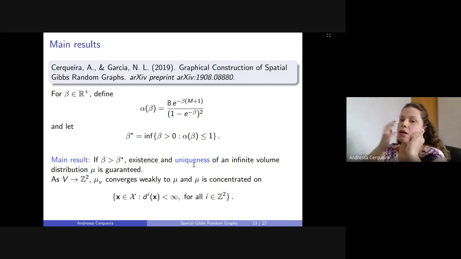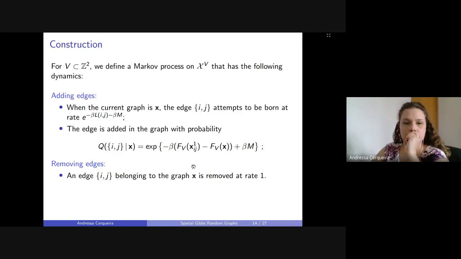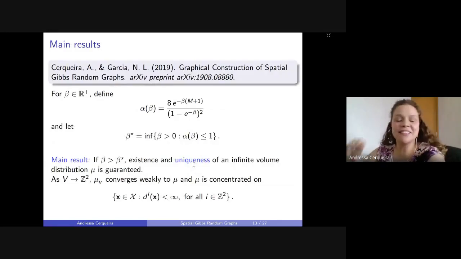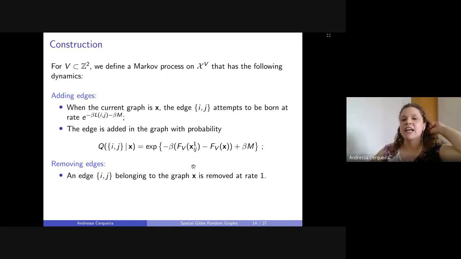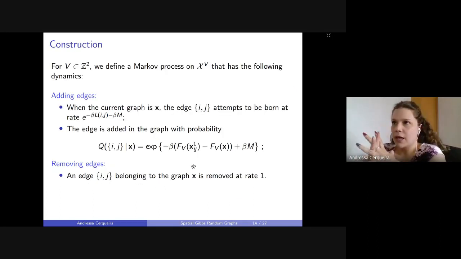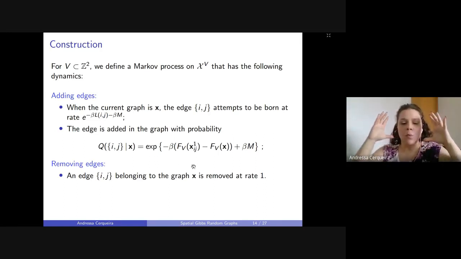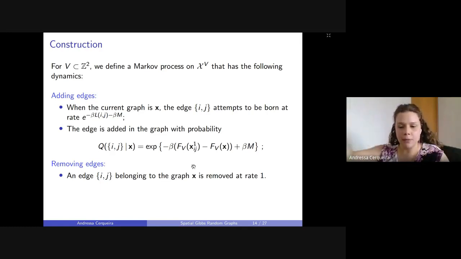So the idea here, look at it. What we have here is a static network, right? I'm just looking at one graph. And I would like to define a model where I have an infinite number of vertices. This is what I would like to do.